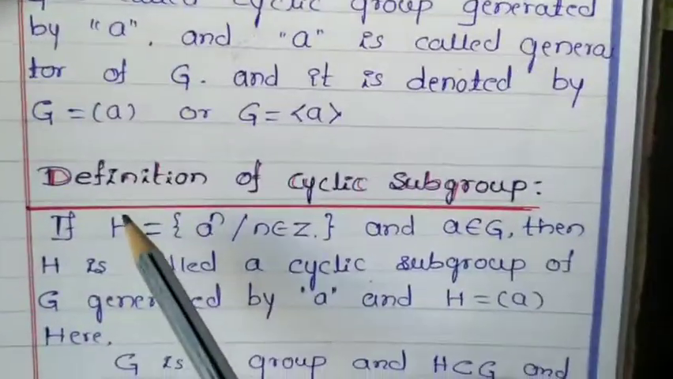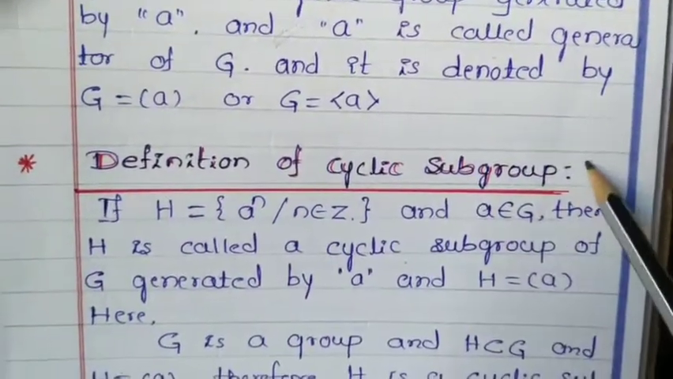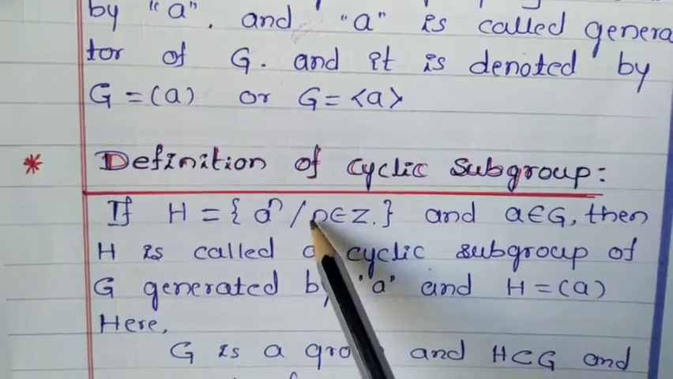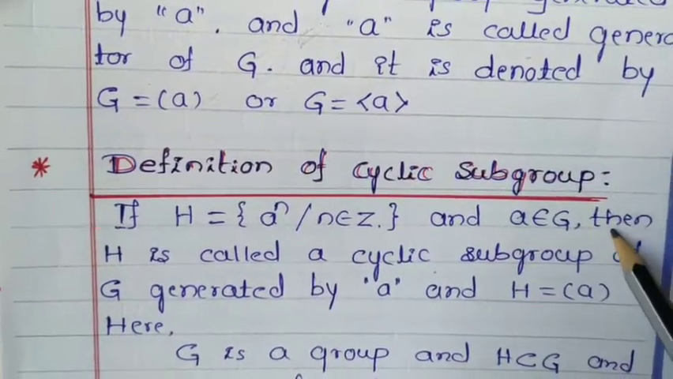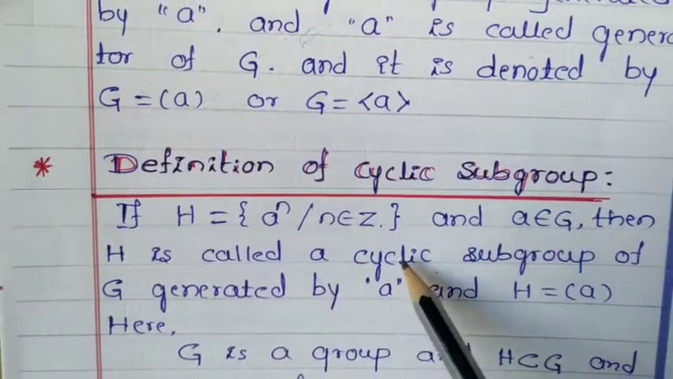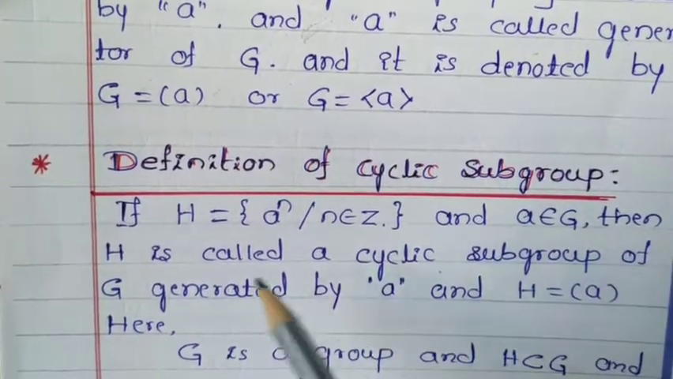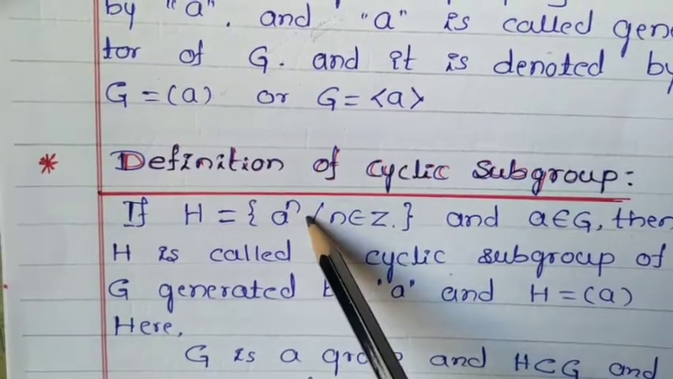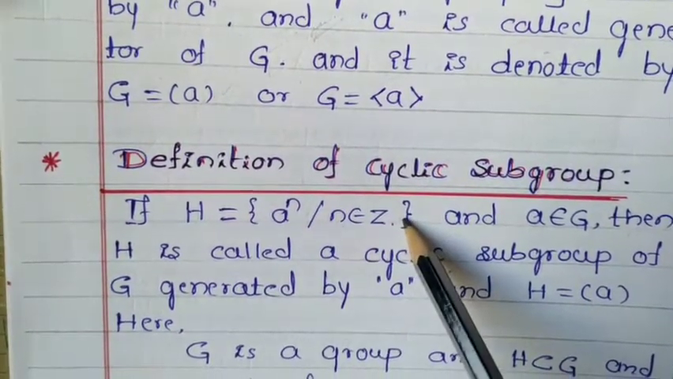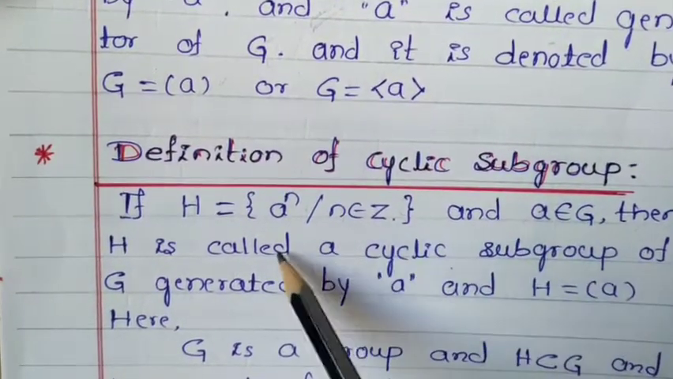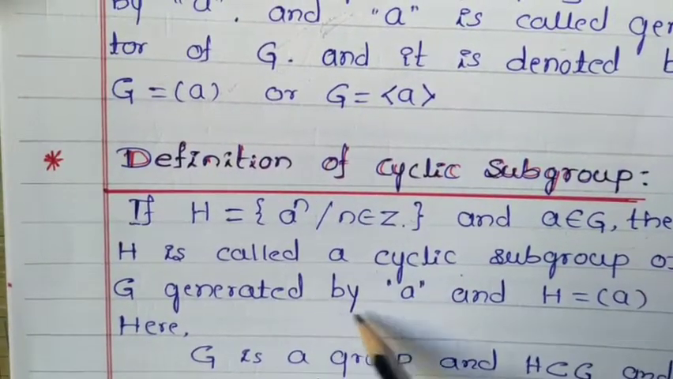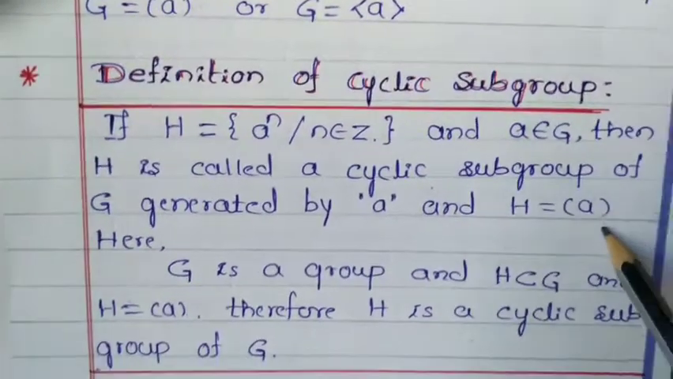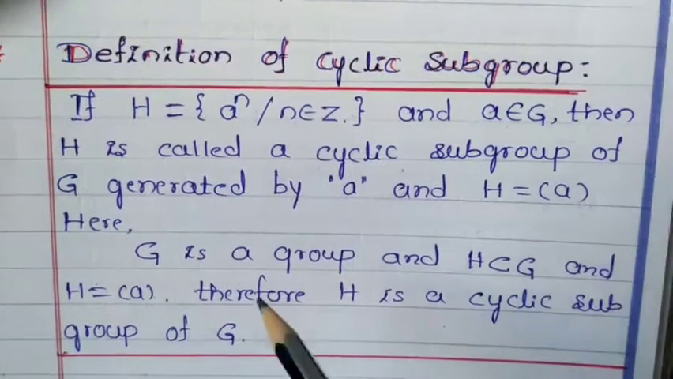Definition of a cyclic subgroup. What do you call a cyclic subgroup? If H equal to a raised to n for every n belongs to Z and a belongs to G, then H is called a cyclic subgroup of G generated by a. H is also denoted like that: H equal to bracket a means the cyclic group generated by a.